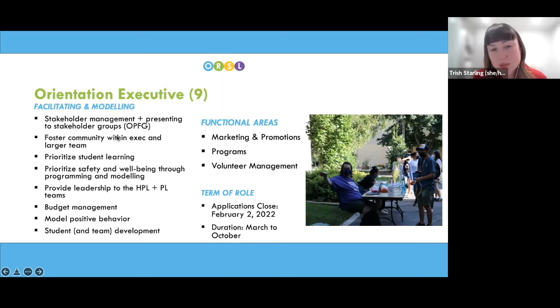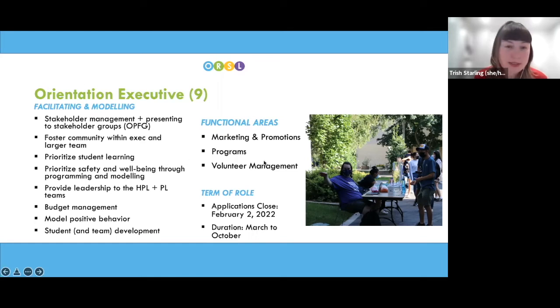And then volunteer management is what it sounds like, really thinking about all of those teams from peer leaders, head peer leaders, the exec, who is going to be where and doing what as part of orientation. This is a logistical role of thinking about how many numbers, who needs to be where, who's available, who isn't, as well as a bit of team building, kind of intentional team building of the exec throughout the summer as well.